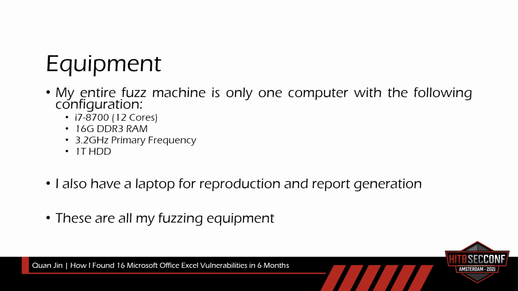My entire fuzz machine is only one computer with the following configuration: i7-8700, 12 cores, 16GB DDR3 RAM, 3.2GHz main frequency, 1TB HDD. In addition, I also have a laptop for reproduction and report generation. These are all my fuzzing equipment.